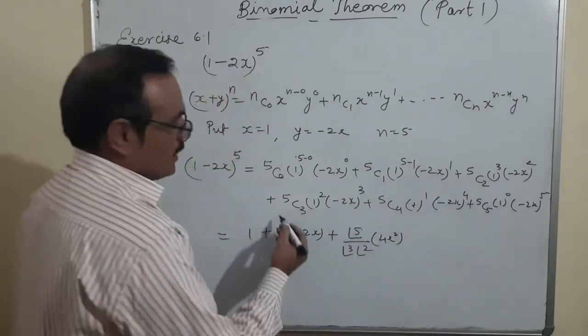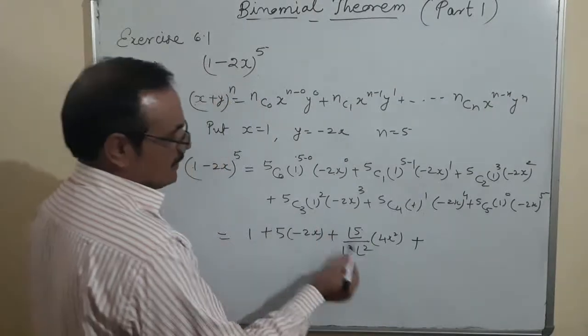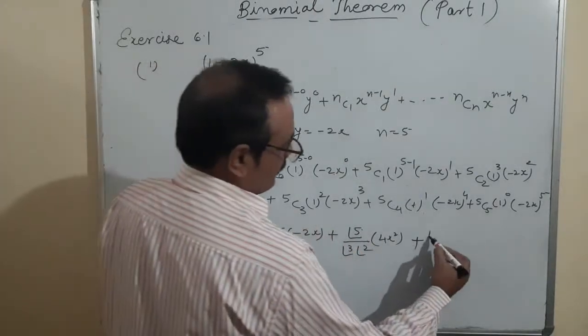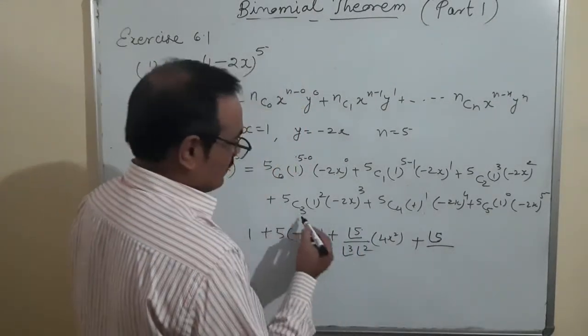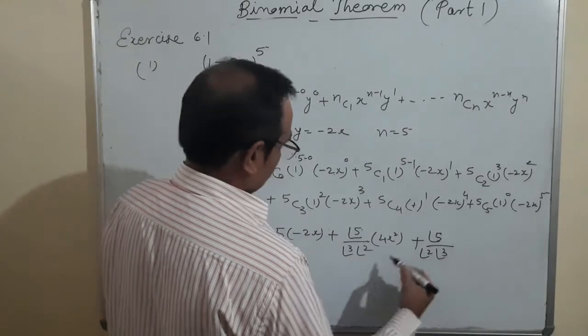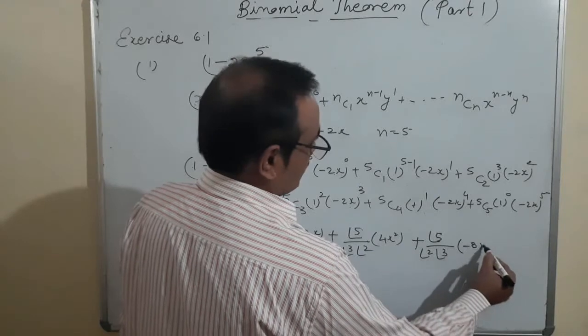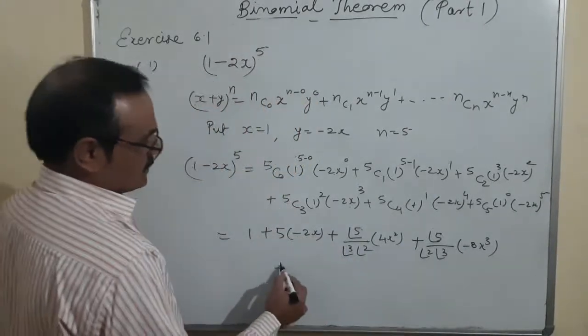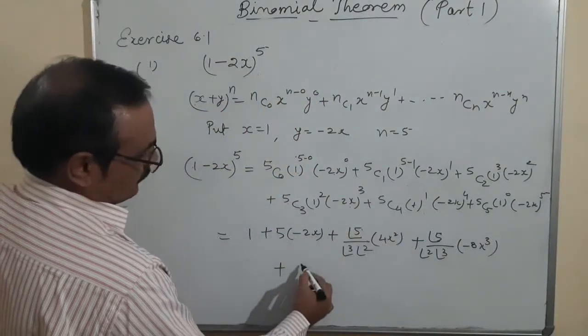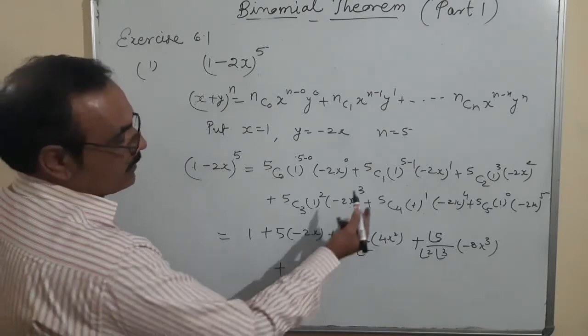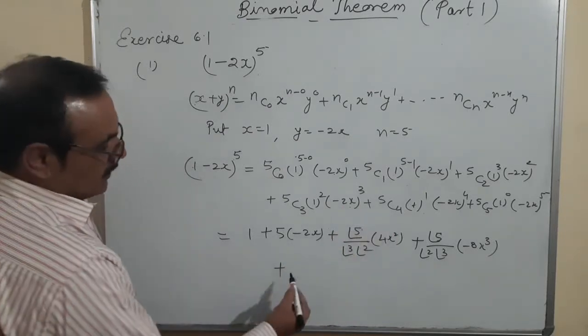Okay. After that 5C3. Same thing as 5C2: factorial 5 upon factorial 5 minus 3, factorial 2, and factorial 3. Minus 2x to the power 3, so minus 8x cube. Plus 5C4. The value of 5C4 is 5.